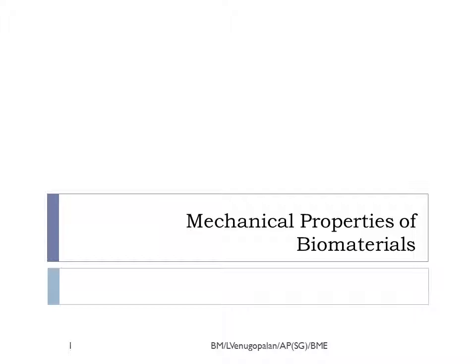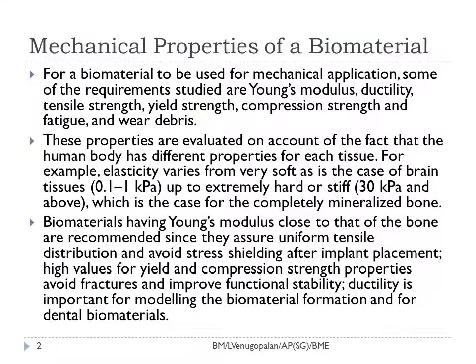Today, we're going to deal with mechanical properties of biomaterial. So, the mechanical property of a biomaterial basically requires the study of parameters such as the Young's modulus, the ductility, tensile strength, yield strength, compression strength, fatigue, and wear debris. But of whom? Well, it is for not only the biomaterial as well as the organ or the tissue that the biomaterial is going to replace.